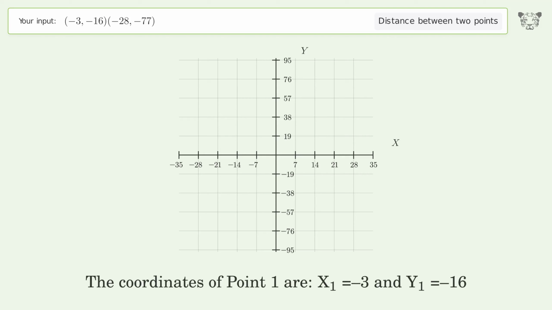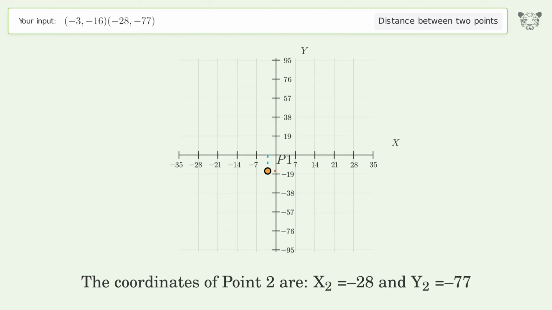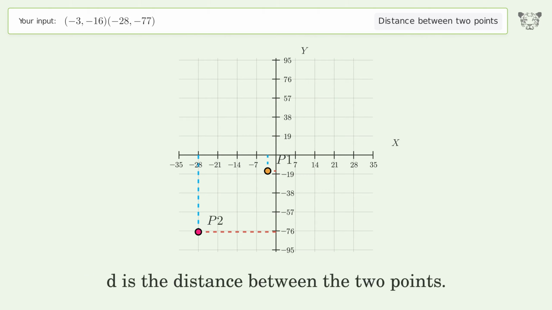The coordinates of point 1 are x1 equals -3 and y1 equals -16. The coordinates of point 2 are x2 equals -28 and y2 equals -77. D is the distance between the 2 points.